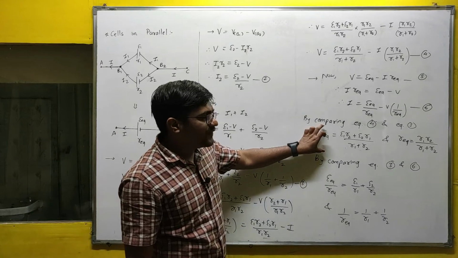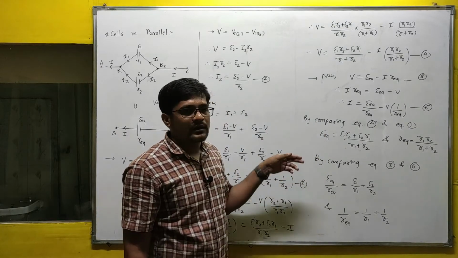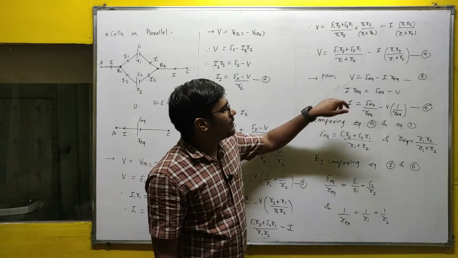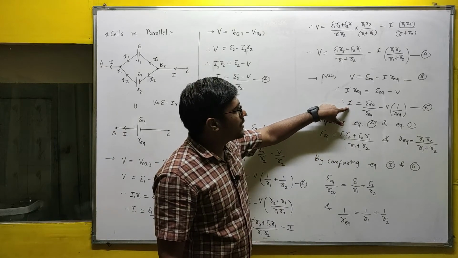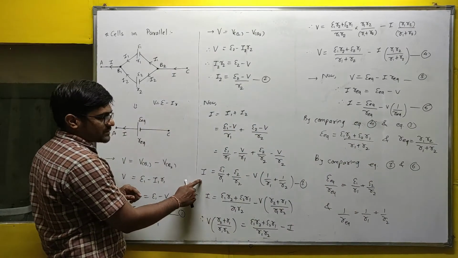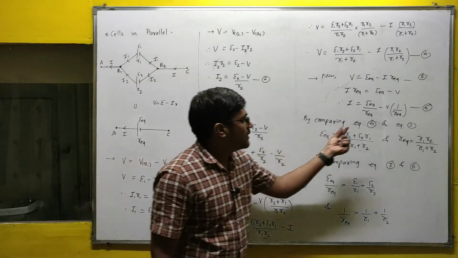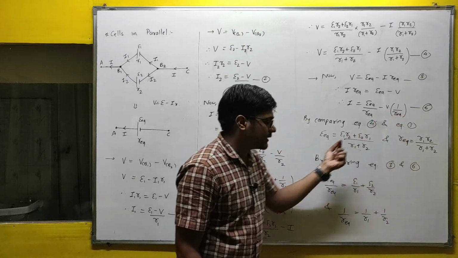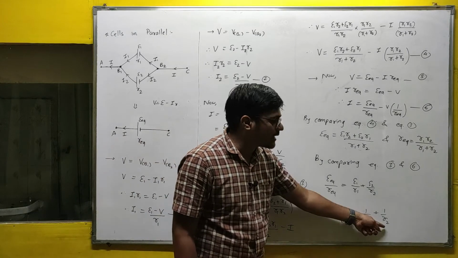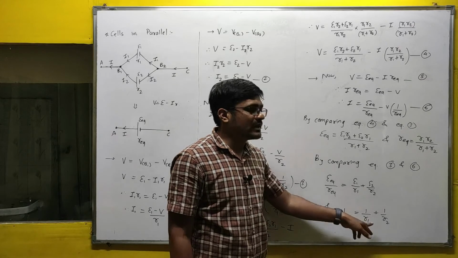So it is difficult to remember. So we are going to derive a simplified formula which is easy to use and easy to remember also. Now further compare this formula of I, equation 3 and equation 6. Both are equations of I. If we compare both formulas, with V there is 1 by R equivalent, and here with V this term is present. So 1 by R equivalent is equal to 1 by R1 plus 1 by R2.